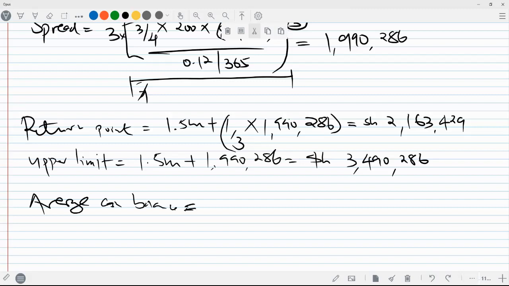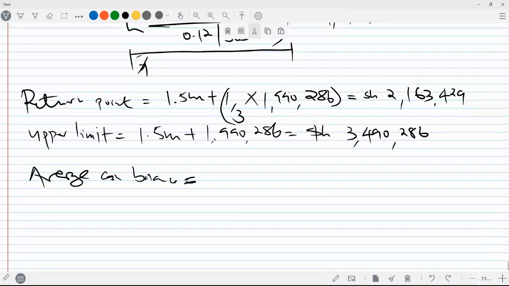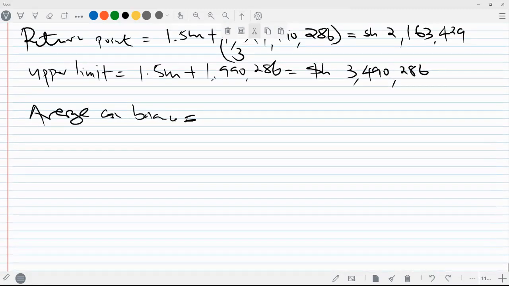I gave a formula. I can't remember the formula I gave to you. What was the formula I gave to you, those who are in class? Well, I think I gave a formula for average cash balance, which I don't have with me. 4 times return point minus lower limit over 3. We divide by 3. Thank you.